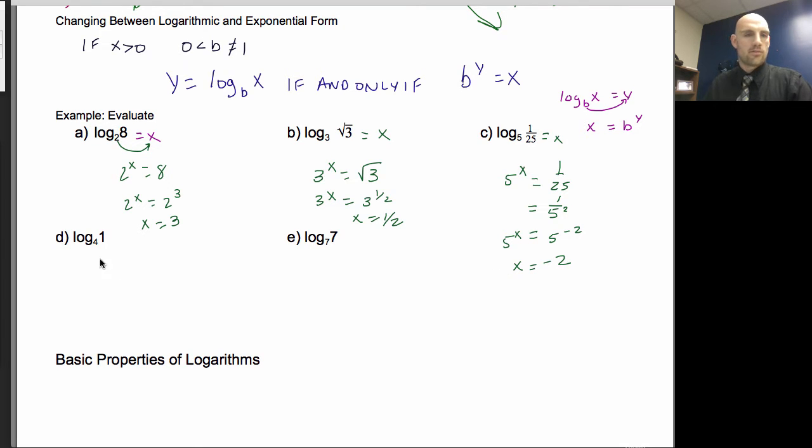Okay? 4 on the bottom. So 4 is our base. So if we've got log base 4 of 1 equals x, 4 to the x equals 1. What power do I raise something to get 1? It would be 0. So x is equal to 0. Next, 7 to the x equals 7. So x is equal to 1 in that one. That's the basics of it.